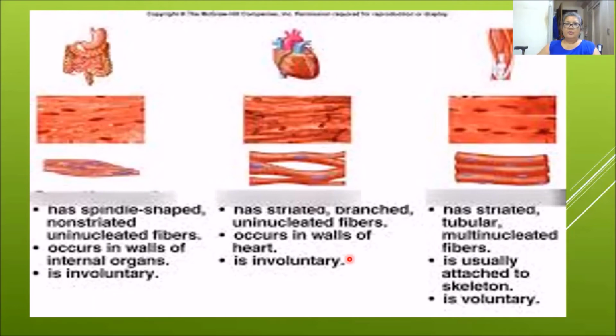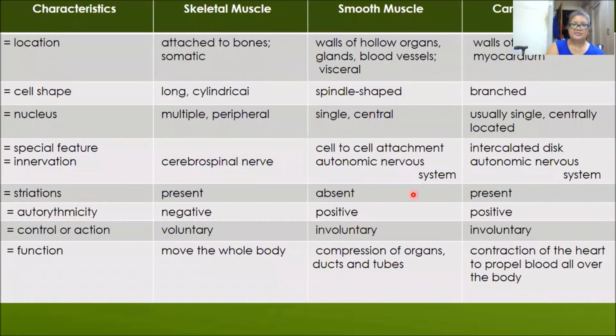Now, as to the location, the location of your smooth muscle usually is in the walls of the internal organs, while the location of your cardiac muscle is in the walls of the heart, and the skeletal muscle is usually attached to the skeleton. Both your smooth muscle and your cardiac muscle are involuntary in action, but the characteristic of skeletal muscle is that it is voluntary. So in tabulation, we will further differentiate the three types of muscles.